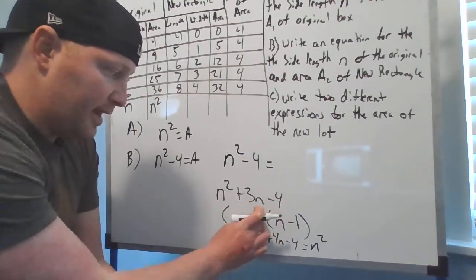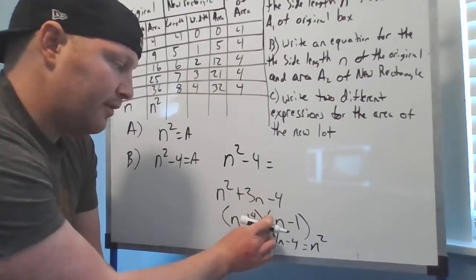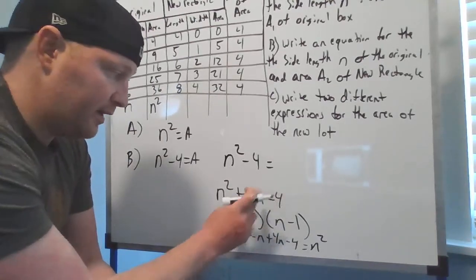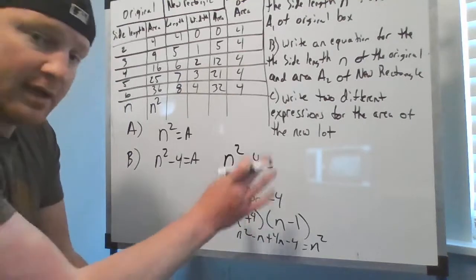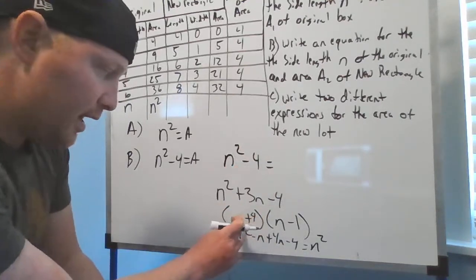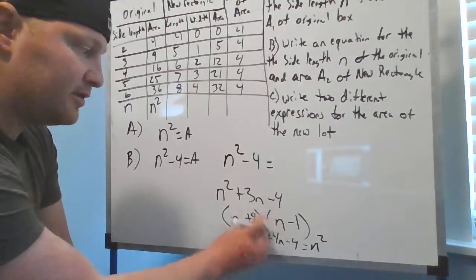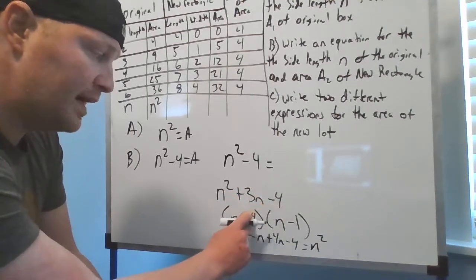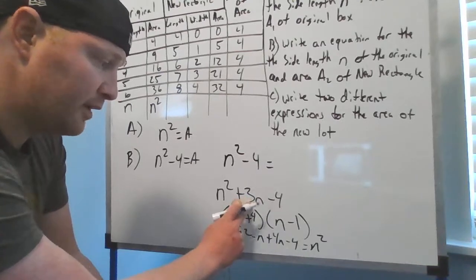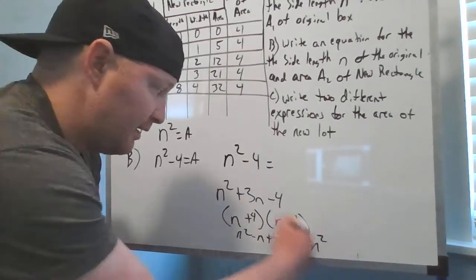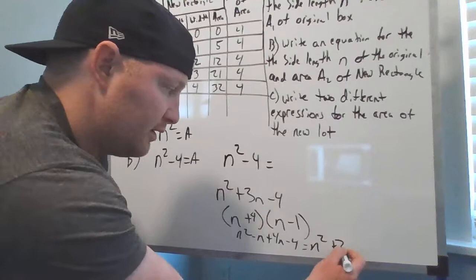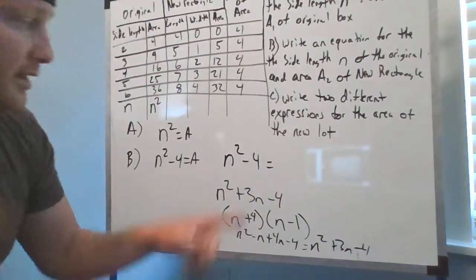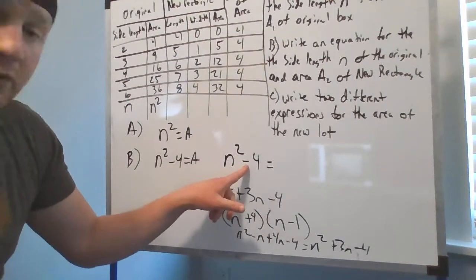I'm just making this clear that I'm breaking this into factored form, and I recognize that I have a middle term right there. I broke this down into these factors, knowing that positive 4 times negative 1 makes negative 4, and positive 4 plus negative 1 makes positive 3. So when I add all these up, I'm going to end up with this exact same expression of 3n minus 4.